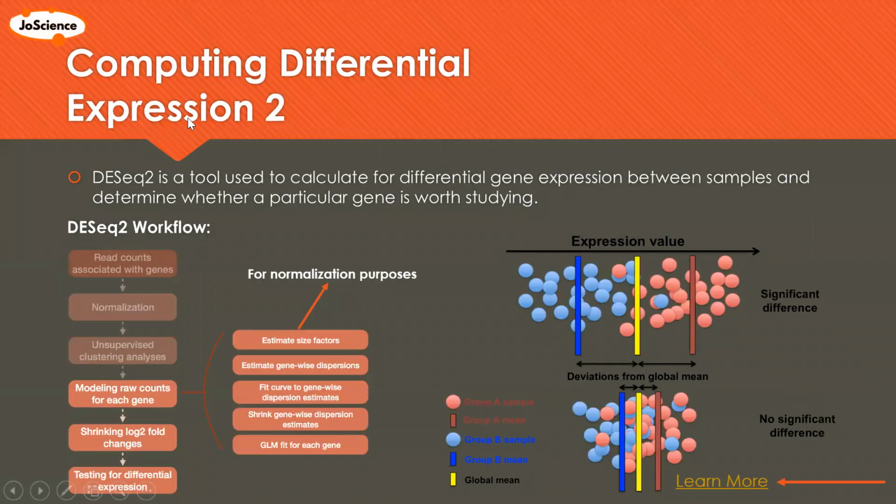We have talked about the main workflow of the DESeq2 library: estimating the size factors for normalization, estimating the gene-wise dispersion, and fitting a curve. After estimating the dispersion, DESeq2 must take into account the log2 fold changes. This is followed by hypothesis testing to give a p-value for each particular gene. So we can test for the statistical significance of each particular gene and whether it is differentially expressed or not.